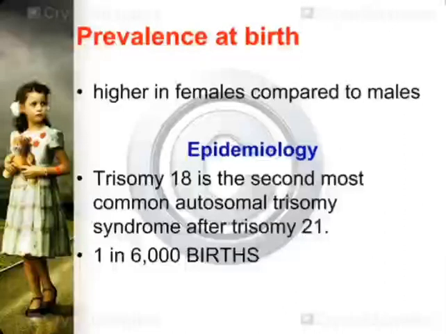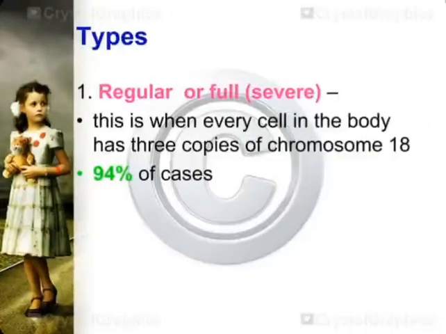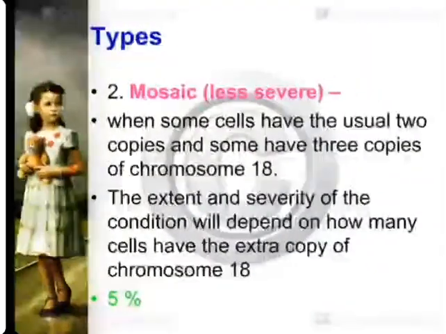Epidemiology: trisomy 18 is the second most common autosomal trisomy syndrome after trisomy 21. 1 in 6,000 births will have Edwards syndrome. There are three types. Regular or full, which is severe. This is when every cell in the body has 3 copies of chromosome 18. 94% of the cases.